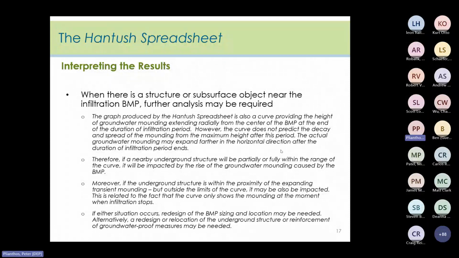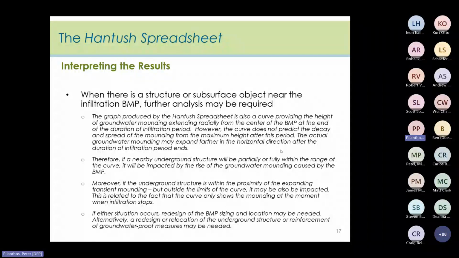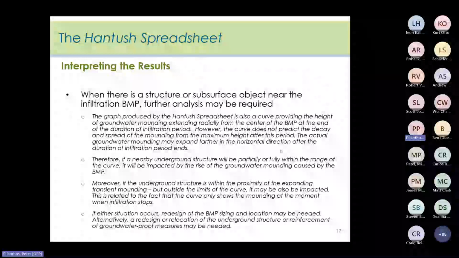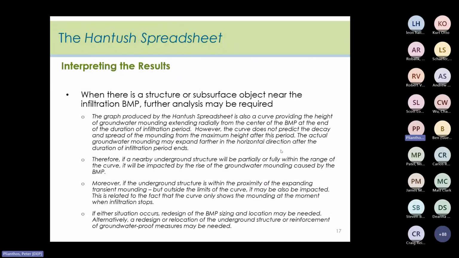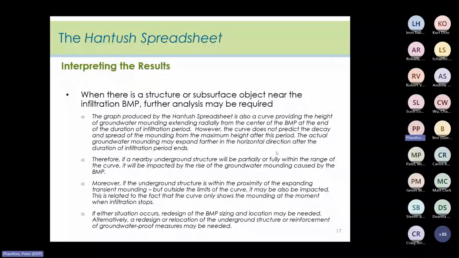During decay, while the maximum mounding height will be smaller, the mounding will expand in the horizontal direction. This means that if an underground structure appears to be above the mounding predicted by the spreadsheet, or out of range of the mounding altogether, it may still be inundated when the mounding height decays. Therefore, caution should be used when applying the spreadsheet to analyze adverse impacts to subsurface structures in proximity to an infiltration BMP.